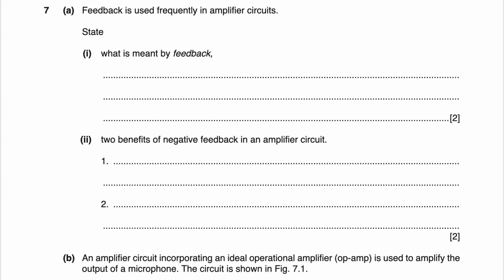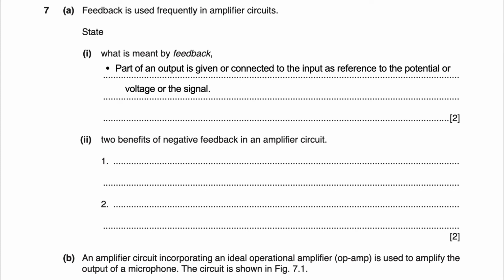I know that this person has not still done AS and A level physics, but the purpose here is learning, not only to score. So we can simply go through the question. What is meant by feedback? The naive answer is just take part of the output and put it into the input. So the definition: part of the output is given to the input, whether a reference, potential, voltage or whatever signal.